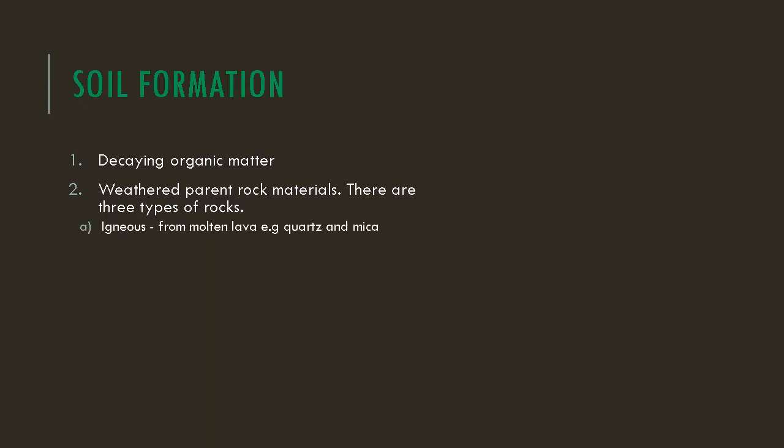The igneous, which is from molten lava, and this is actually as a result of eruption, when the magma solidifies, once it has emerged on the earth's surface, then it forms rocks. Examples are quartz and mica.